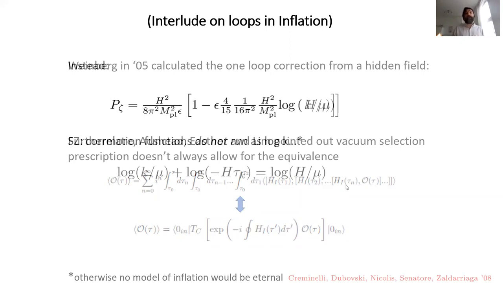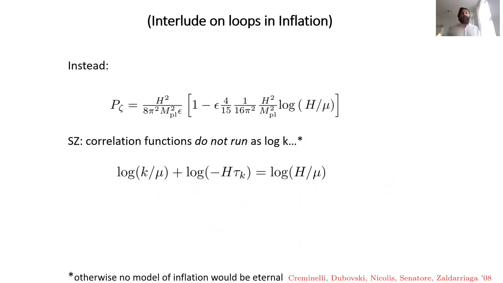And so if you do it correctly, it turns out that you get an additional contribution to the log H log k over mu that Weinberg calculated, which sums to log H over mu. It's a statement that Senatore and Zaldarriaga would make, which they actually reason a priori, is that the other answer can't be correct, otherwise no model of inflation would be eternal. I don't necessarily buy that, but it did lead them along to the right answer. Not quite the right answer, but almost the right answer, is that they said that this is in fact the true correct one. So there's no running from loops in inflation for quantum corrections.